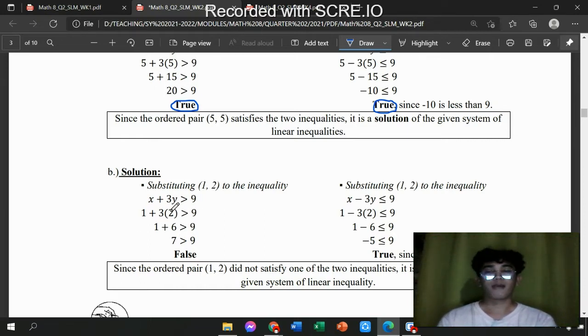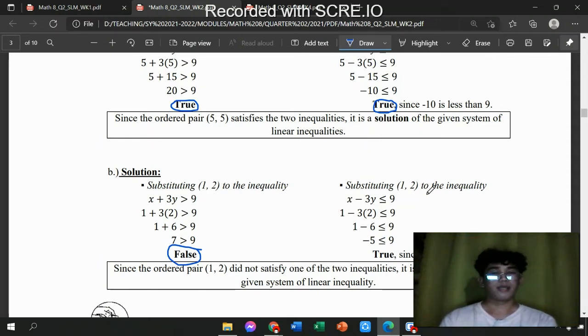Simplifying further, what's 3 times 2? That's 6. So 1 plus 6 is greater than 9. 1 plus 6 equals 7. 7 is greater than 9. Is it true that 7 is greater than 9? Mas dako daw ang 7 kaysa sa 9? Of course, that is false. So false naman daan, di ba? First try na to, false na ang nigawas. So that means 1 and 2 is not a solution to the given system of linear inequalities.